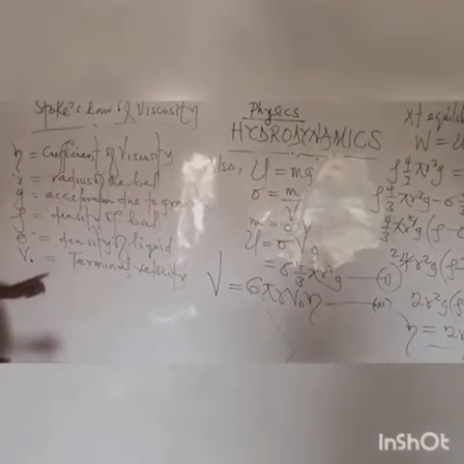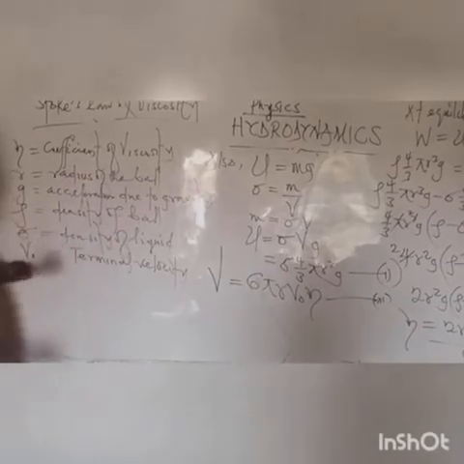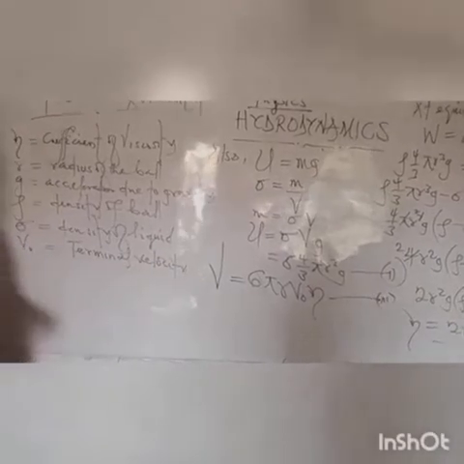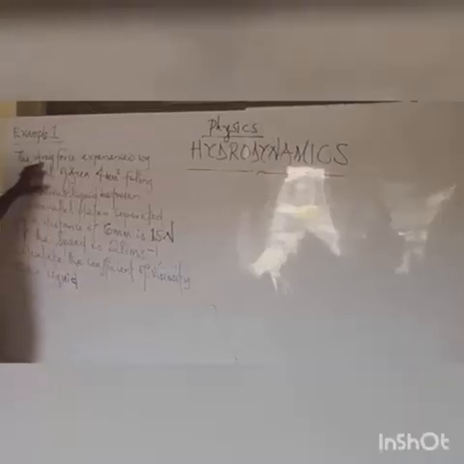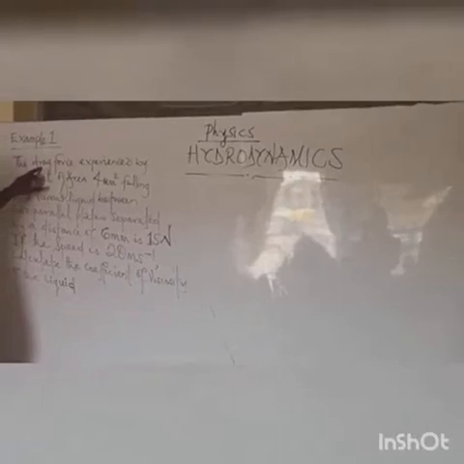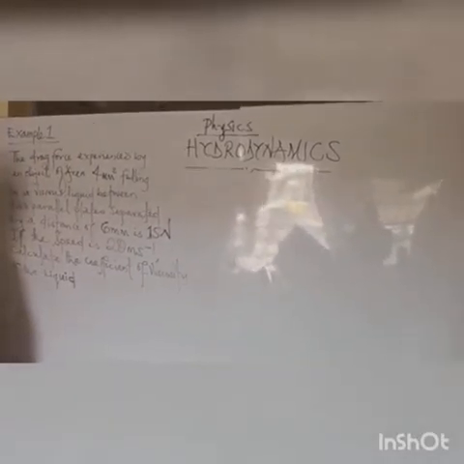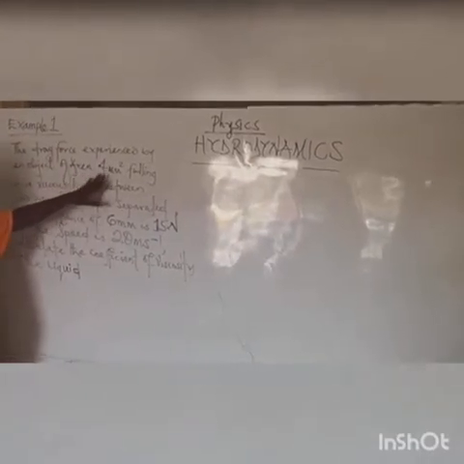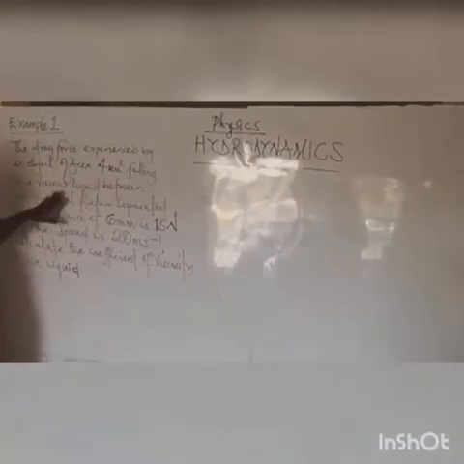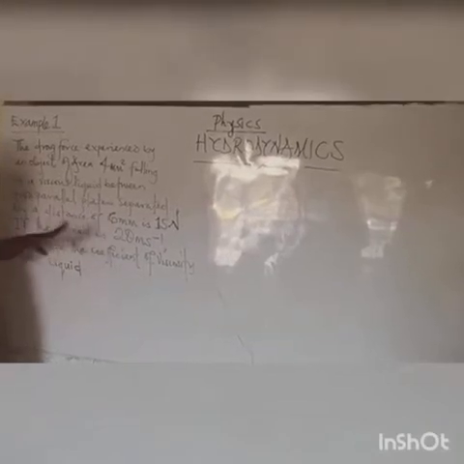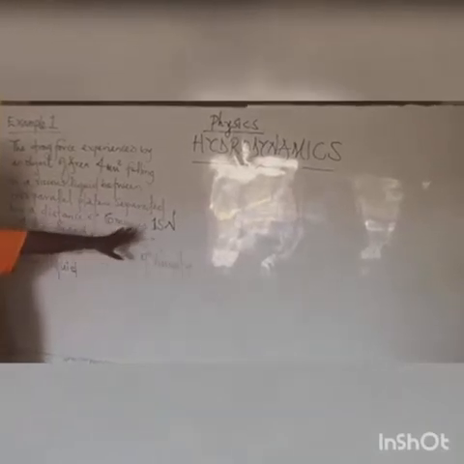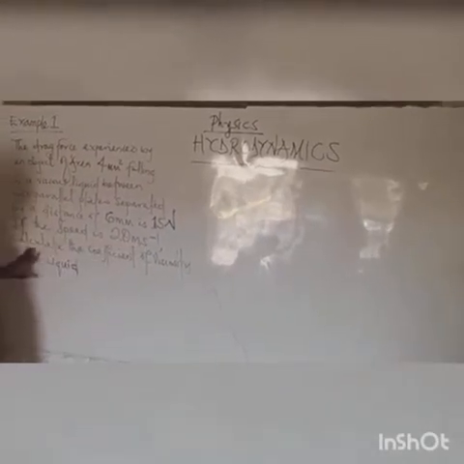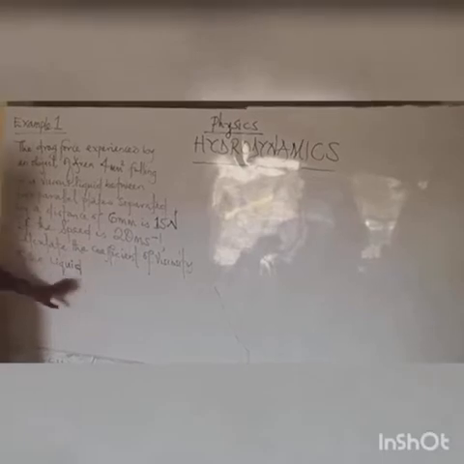These are the meaning of all the parameters inside the formula we derive for the coefficient of viscosity. Now, let us look at this example. The drag force experienced by an object of area 4 millimeters square falling in a viscous liquid between two parallel plates separated by a distance of 60 millimeters is 15 Newton. If the speed is 20 meters per second, calculate the coefficient of viscosity of the liquid.